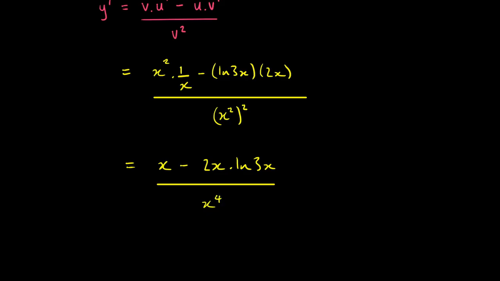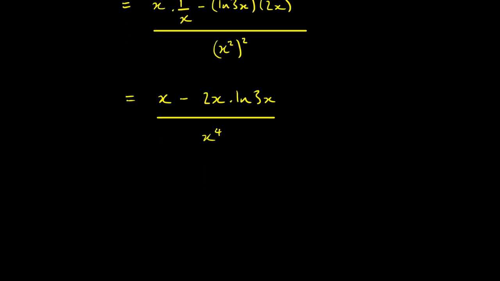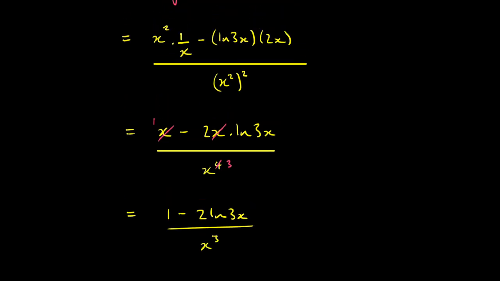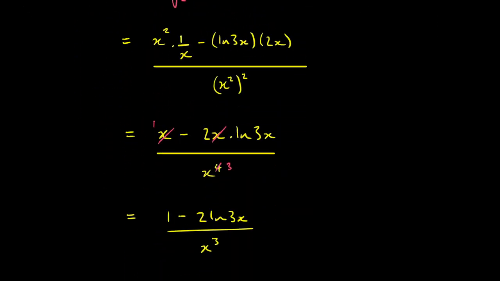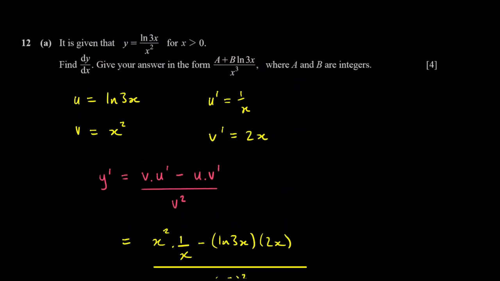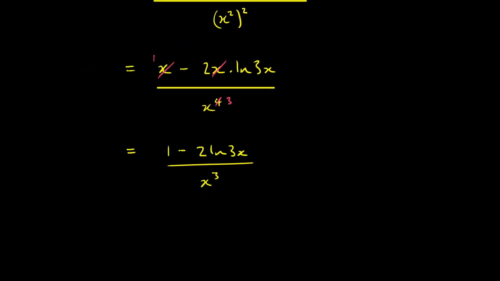And if that's the case, then we can divide top and bottom by x, right? So in other words, we cancel that one off. That just leaves us with 1. Cancel that one off, and that would become x to the power of 3. So if I was to now rewrite that, I've got 1 minus 2 ln 3x, all divided through by x to the power of 3. And I believe that's in the form that we're asked for in the question. So a would be 1, b would be negative 2. Okay, so that's our answer there.